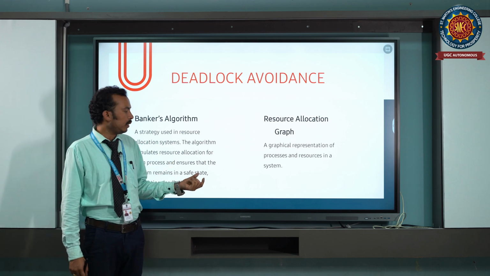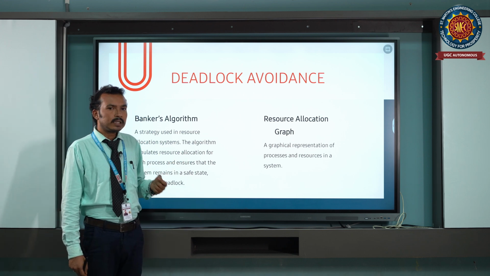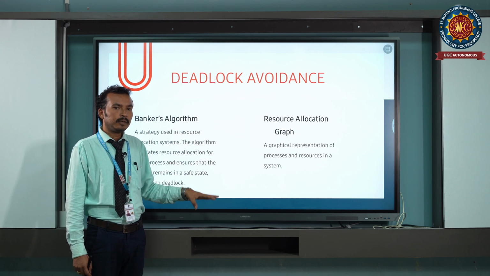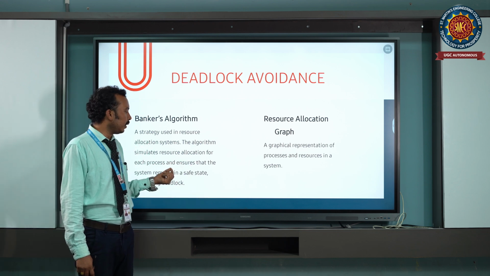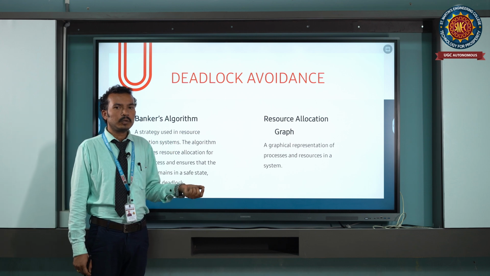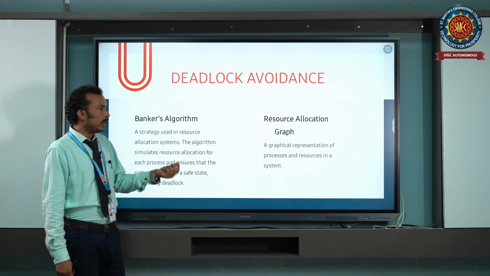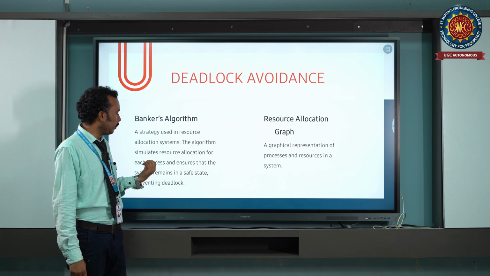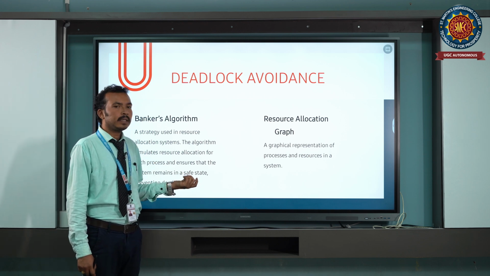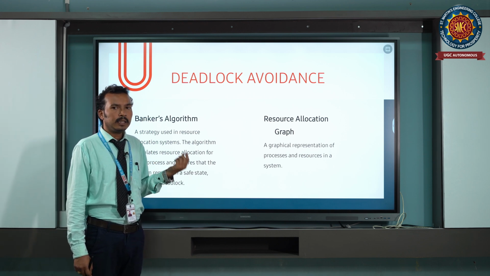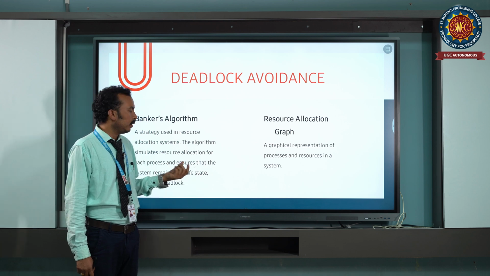Safe state here means the requested resources are available for the process. Whenever a process requests a resource, that resource will be immediately allocated to that process. In the safe state, no deadlock will occur.